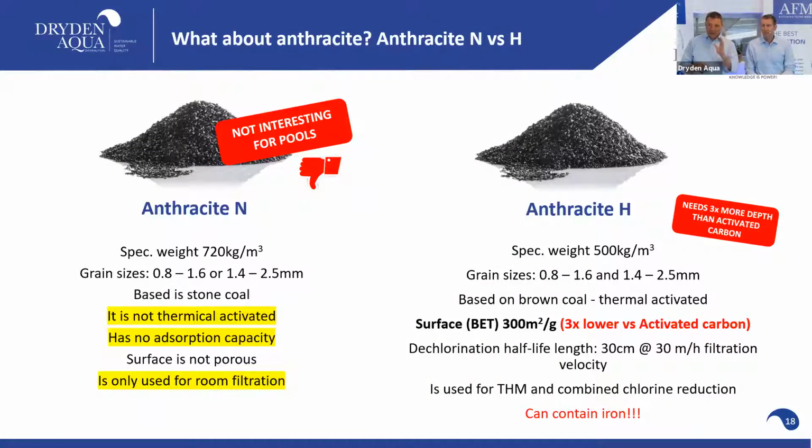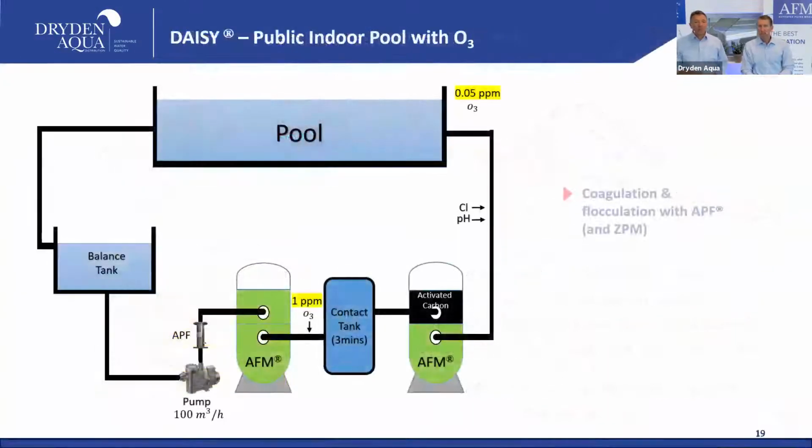We suggest don't use anthracite. It can contain iron, you need a 300 millimeter layer, so we are not a fan of it. We think activated carbon is cheaper, it's the better solution, you need less. Okay, what's next?